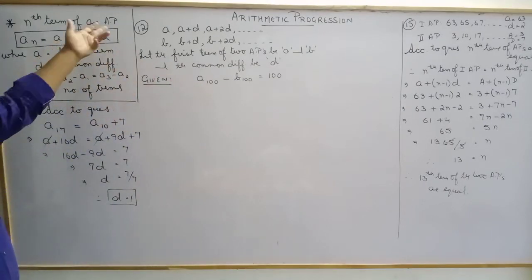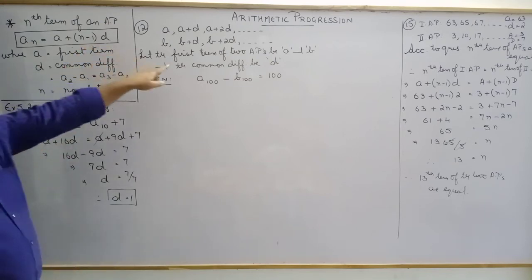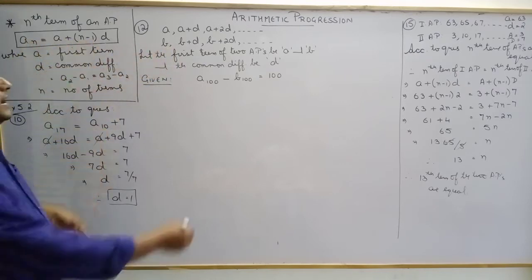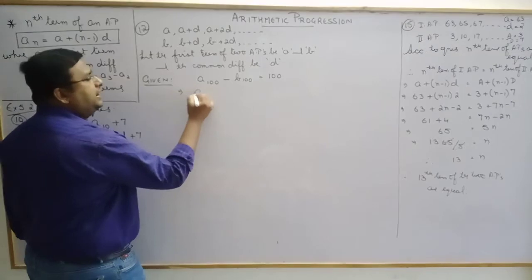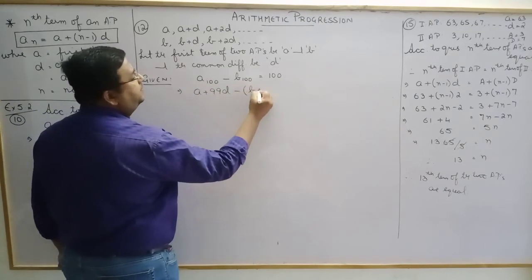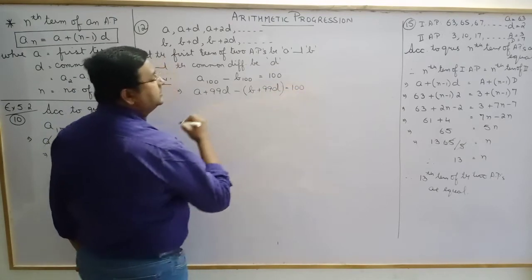A plus 100 minus 1 D, that is A plus 99D. If I talk about the second AP, it will be B plus 100 minus 1 D, B plus 99D. Let us substitute over here. A plus 99D minus B plus 99D is equal to 100. This is given to us.